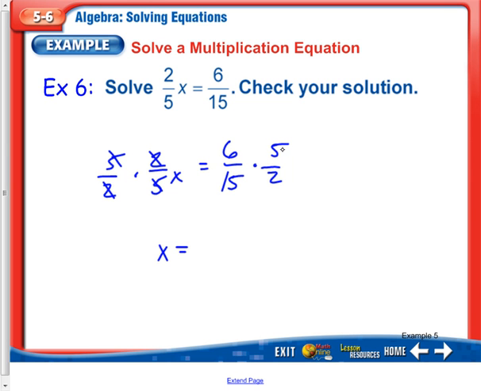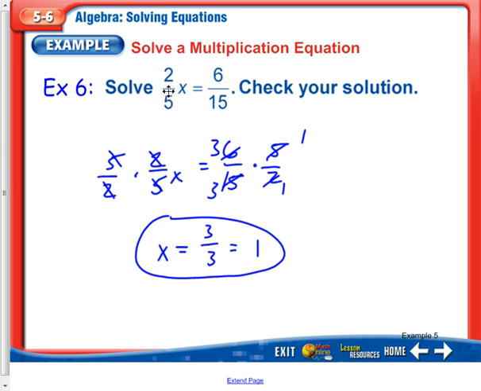Up here, you need to simplify. The 5 will go to a 1, 15 to a 3. 2 to a 1, 6 to a 3. So you're going to end up with 3 over 3, which equals 1. And what that means is 2/5 actually equals 6/15 because 2/5 times 1 equals 6/15. Well, that seems kind of funny, but look here, if you multiply by 3 on top and bottom, and 3 over 3 is equal to 1, so really these two ratios are equal to each other.